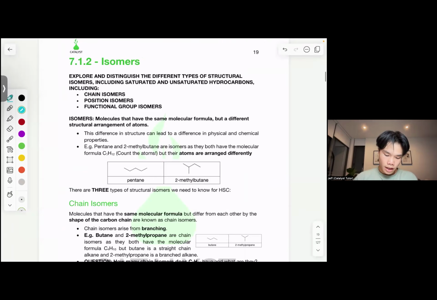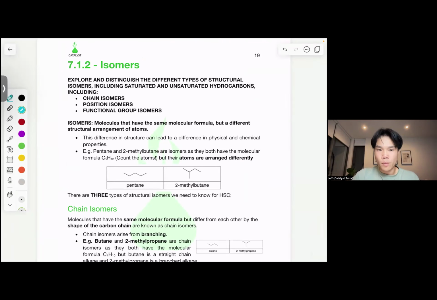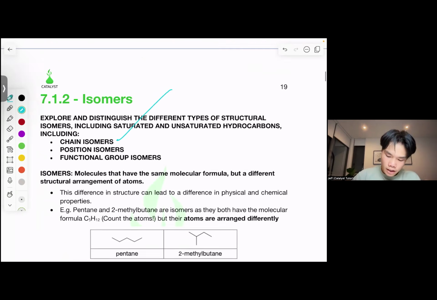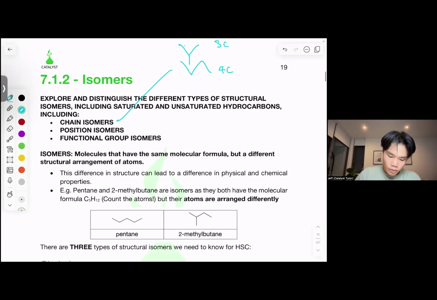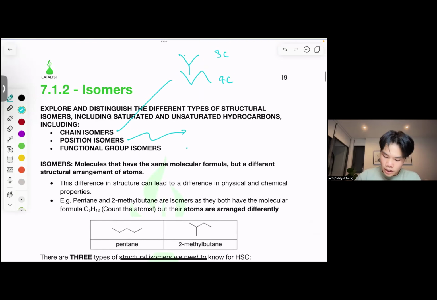Okay, isomers. An isomer is a molecule that has the same molecular formula but a different structural arrangement of atoms. There are three types of isomers: chain, position, and functional group. A chain isomer is where you have two molecules with the same number of all the atoms, but a different chain length, so a chain length of 3 carbons as opposed to 4 carbons. A position isomer has the same chain length, but something moves to a different position on the chain, for example chlorine moves from the first carbon to the second. And a functional group isomer is the hardest one to spot.